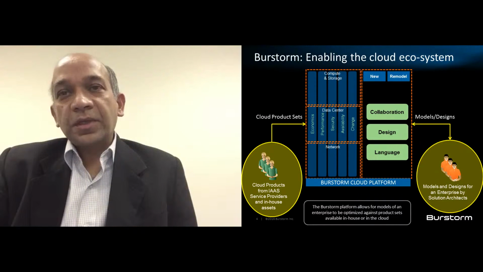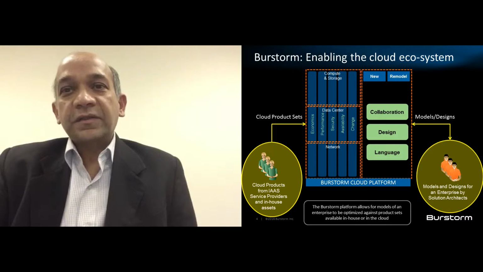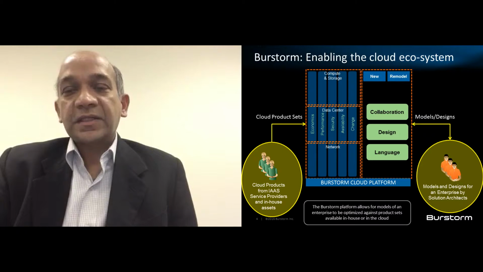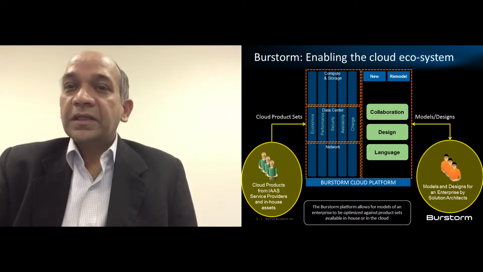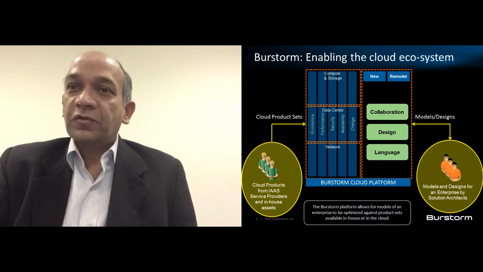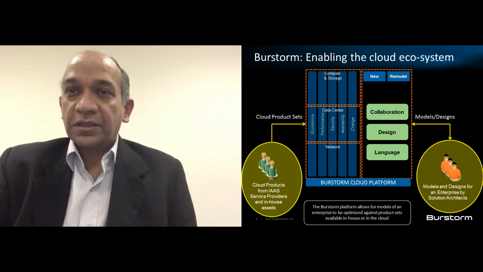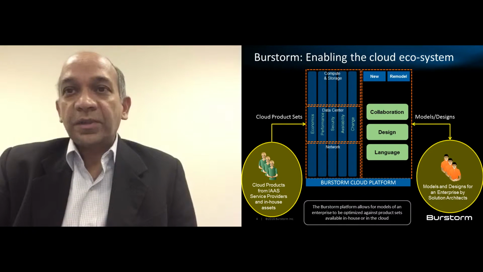So let's take a look at the Burstorm platform. We enable the cloud ecosystem with product sets that come from IaaS service providers and in-house assets modeled as product sets. These are entered into the system on 5 dimensions: economics, performance, security, availability, and change. And these come in through a common specification language that we have created. These are compute and storage elements, data center elements, and network elements.